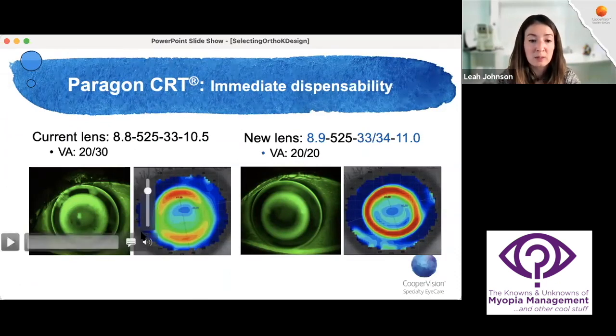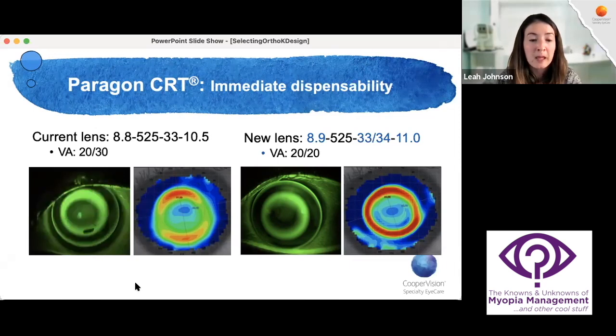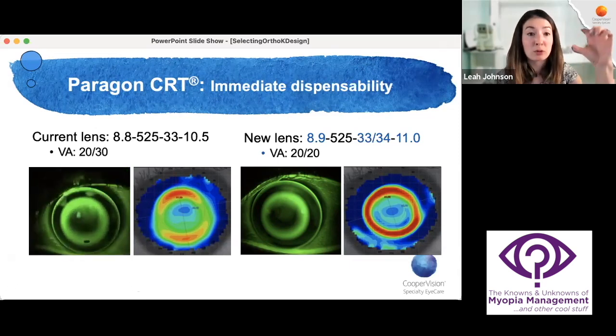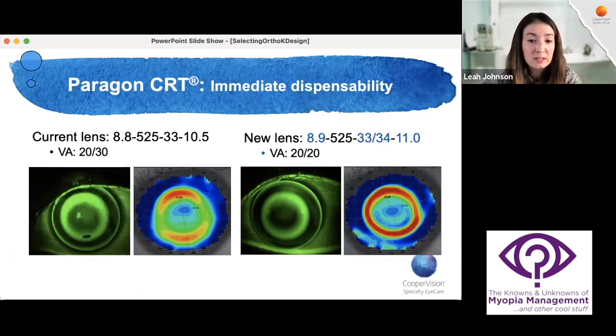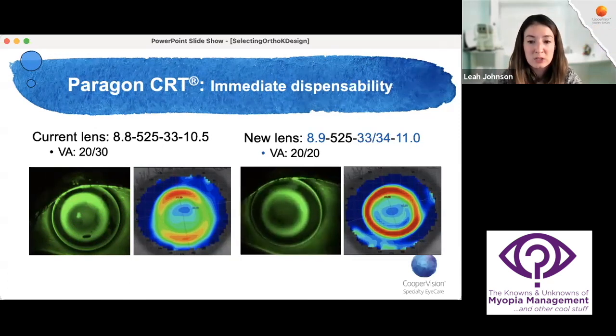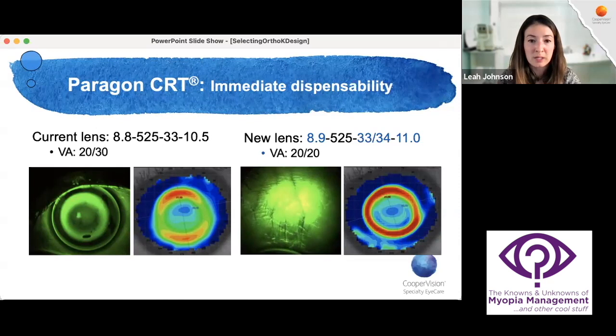And so this is a case example that we had from UC Berkeley. The patient came to UC Berkeley's myopia management clinic, and the patient had less than optimal vision, right? 20/30. They were able to read the parameters on the CRT lens. And taking a look here at these lens parameters, we can see that we can actually go a little bit larger. And so they flattened the base curve a little bit more and increased the diameter of the lens. And they were able to dispense this lens to the patient and get great results immediately.